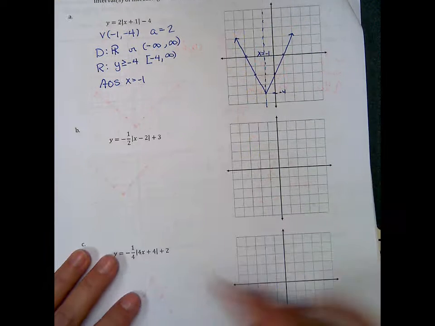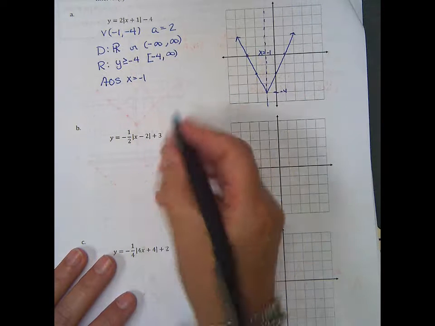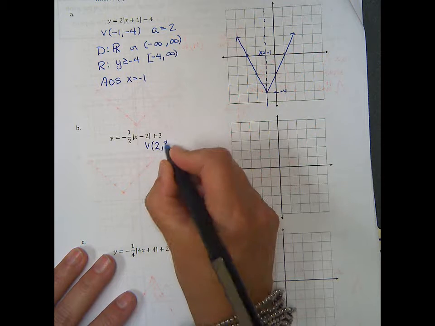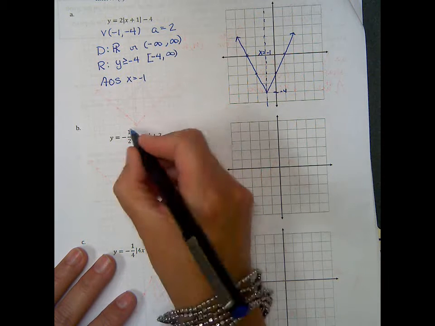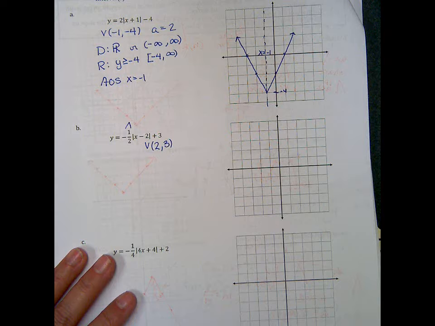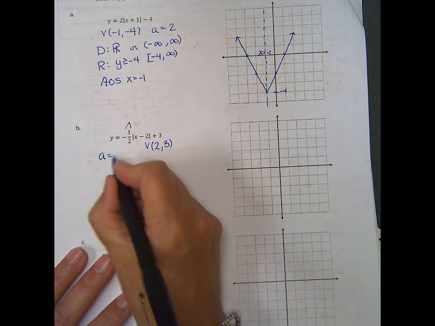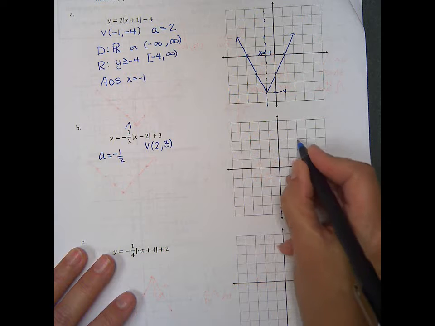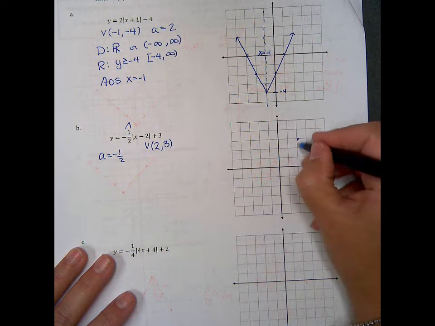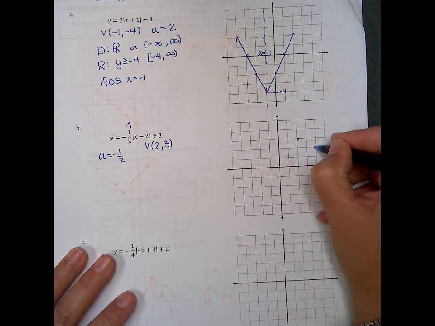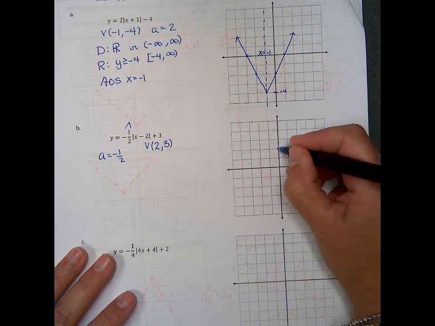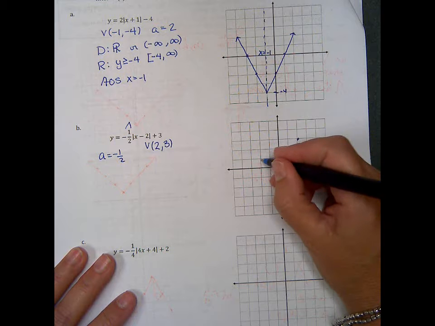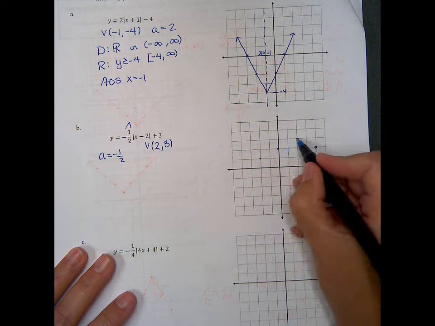Okay, so this one's a little different. We got a fraction for the a, but vertex, same way. It's opposite sign, (2, 3). It faces down because it's a -1/2 for the slope. So our a value is -1/2. So start at (2, 3). And we're going to go down 1 over 2, down 1, back 2. I'm going to run out of space on the right side, but down 1, back 2 again here. So I really should use a ruler on these.